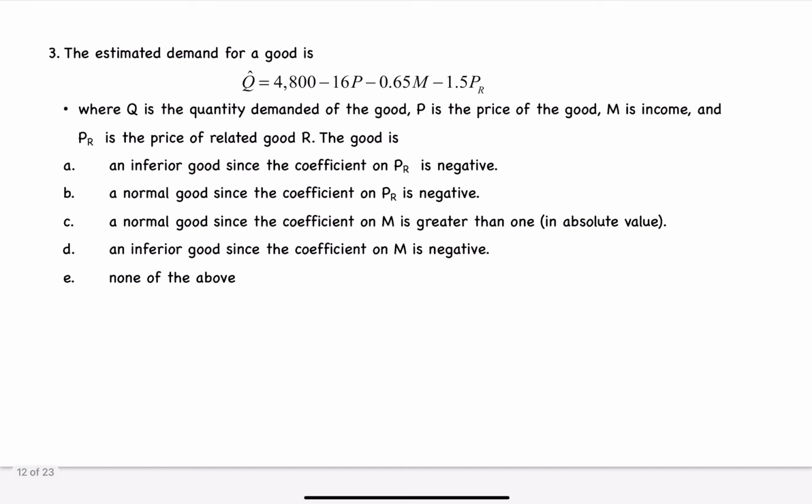The estimated demand for a good is given. And then we have our equation. So this number right here, just so everyone's on the same page, is used for own price. This is used for income. And this is used for cross.